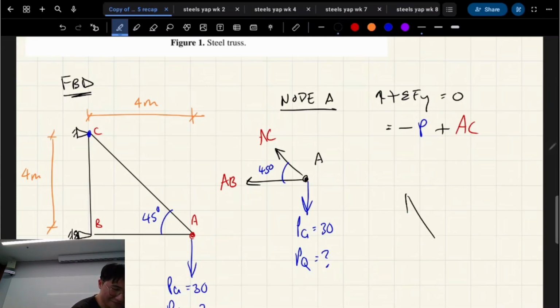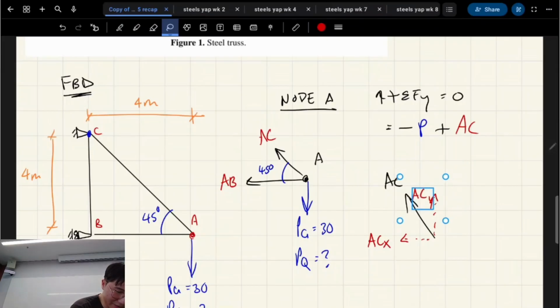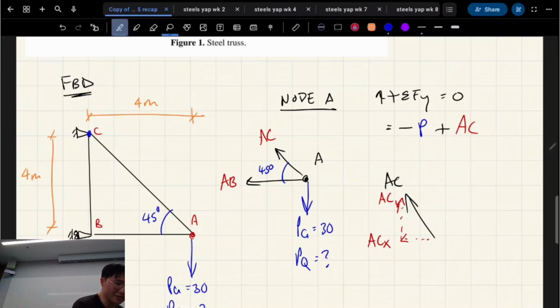When you have a force vector, you can split it into its x and y components. Let's call them ACY and ACX. The way you split it is going to be a bit weird. I know what I'm going through is quite basic, but people haven't done trusses in a while, so I just want to explain it. Right angle triangle, 45 degrees. We want to solve for ACY, okay?